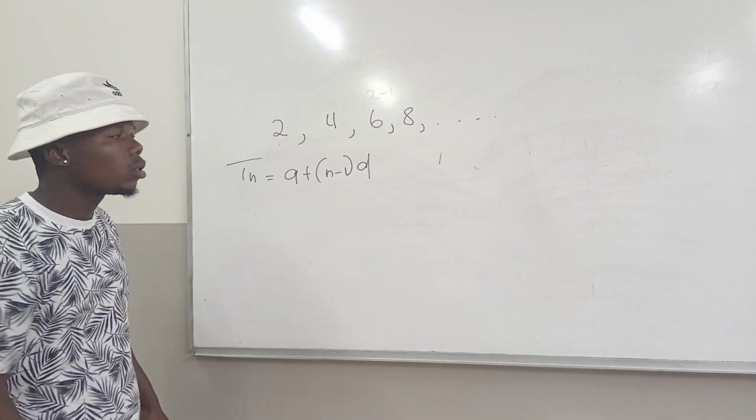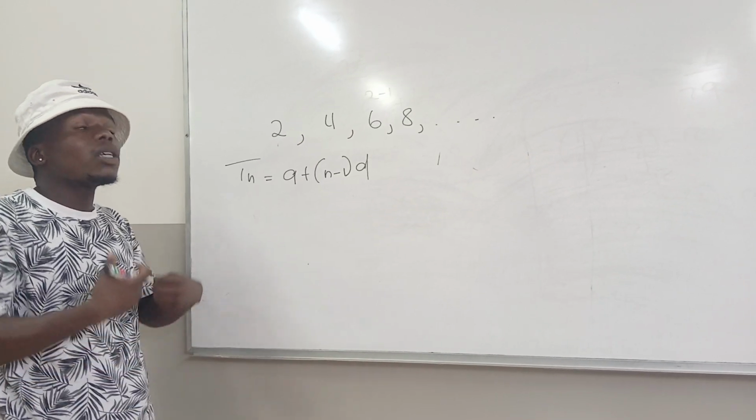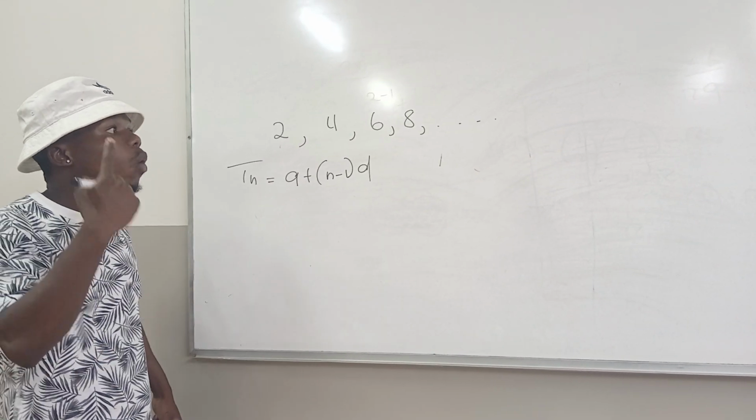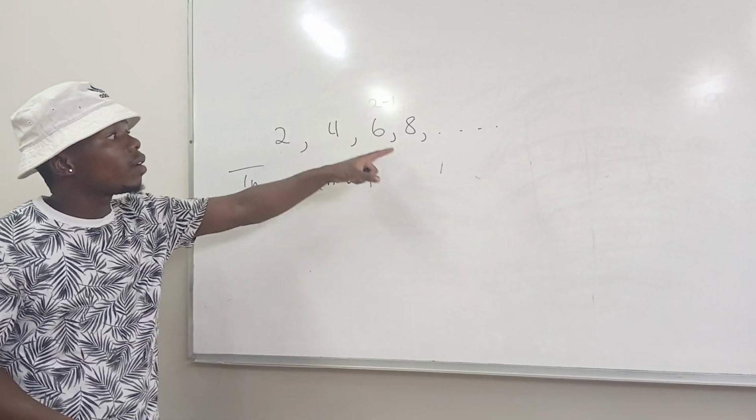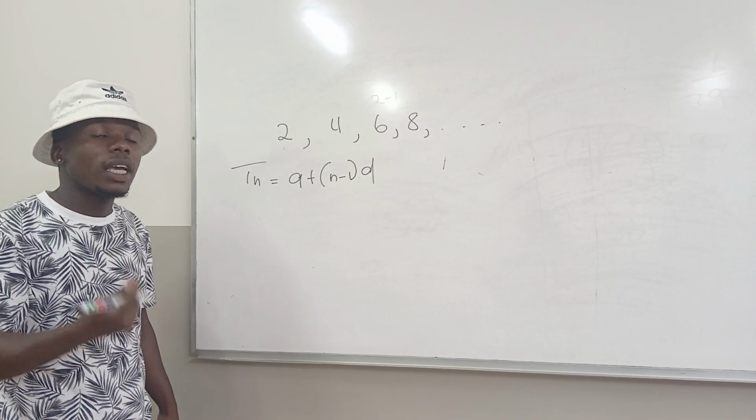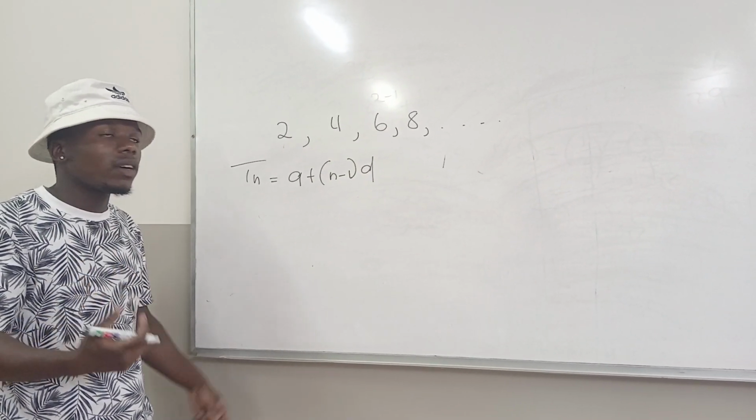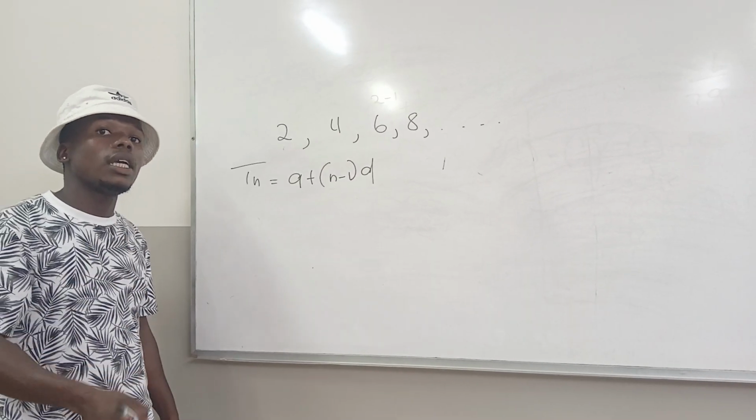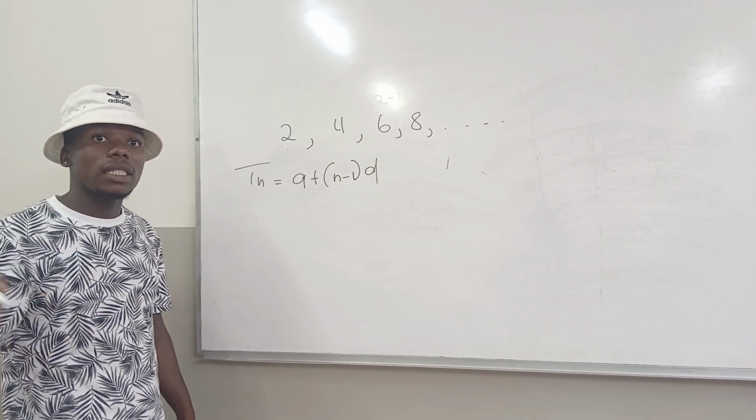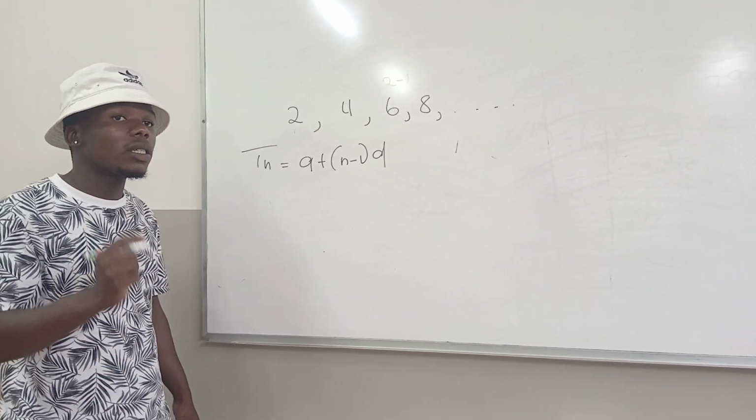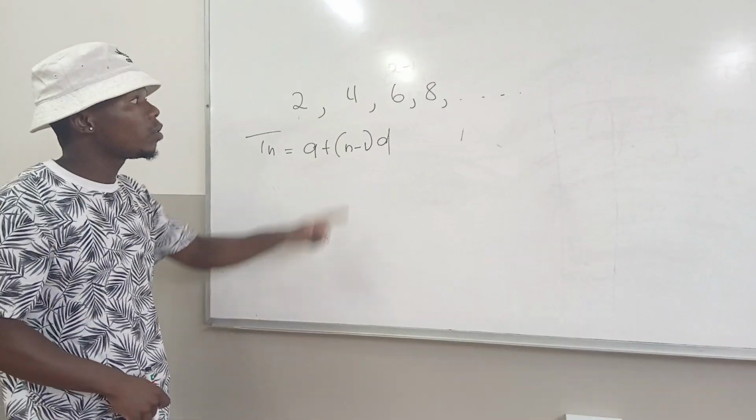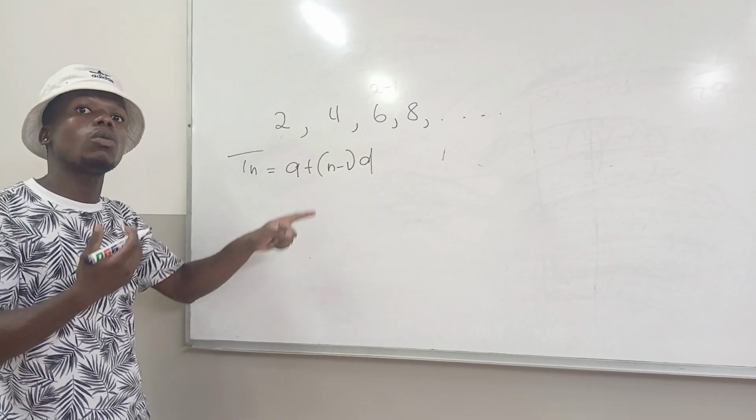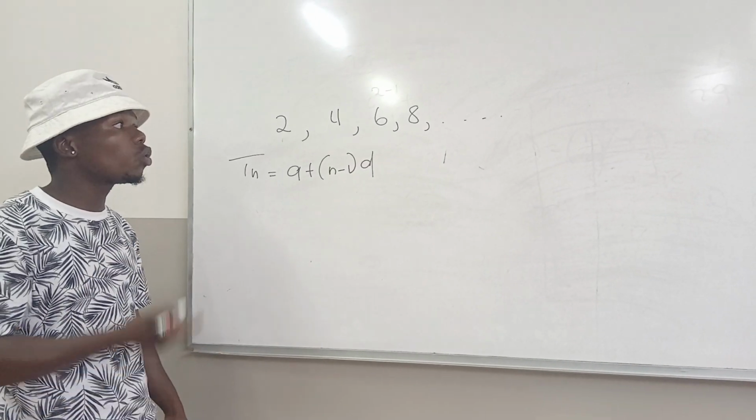What are the properties of a linear sequence? You must know that a linear sequence has one constant difference. If I calculate the difference, I must get one value. Remember, how do we calculate the difference in a linear sequence? We say the current term minus the previous term. So if my current term is 4, my previous term will be 2. Then I will say 4 minus 2, which equals 2.